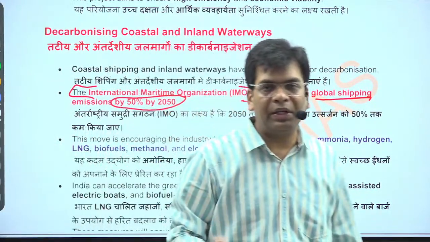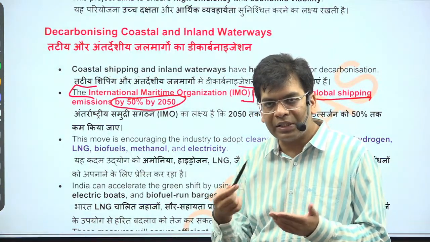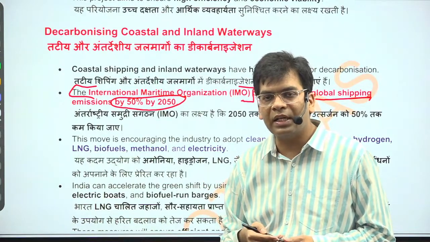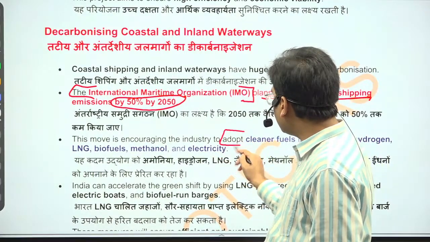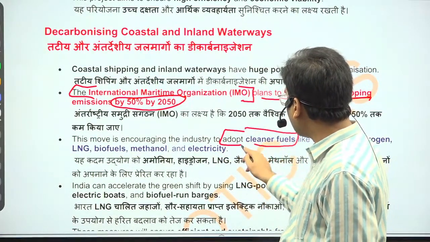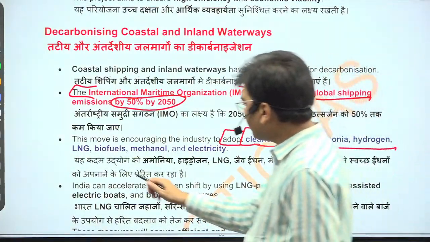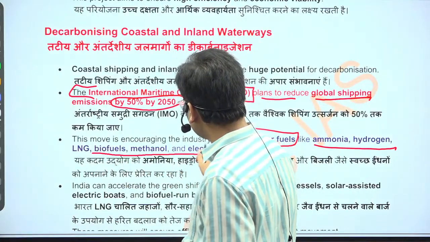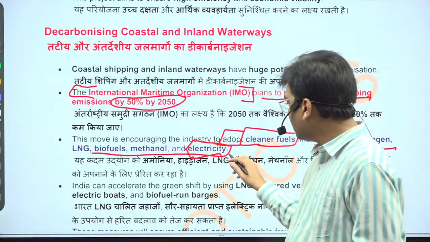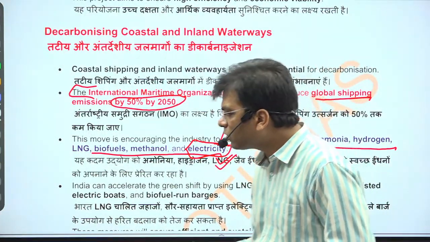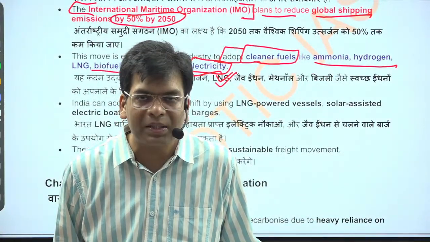What could be the other ways to improve logistics efficiency, or reduce carbon, carbon dioxide, or greenhouse gases? The first thing we can do is adopt new technology that provides cleaner fuel, such as ammonia, hydrogen, LNG, biofuels, methanol, and electricity. Electricity, particularly electricity produced by renewable energy, or by methods where we are not emitting a lot of CO2 or greenhouse gases. I hope this is clear.